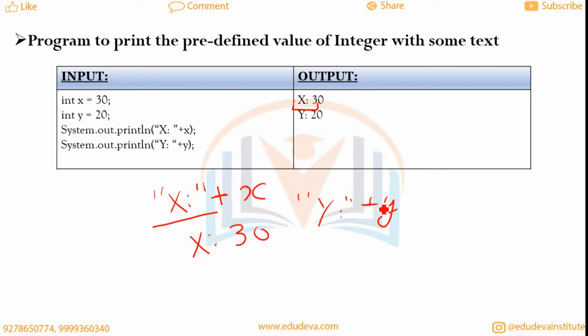In the next line we have written system.out.println and y colon under inverted commas plus y. So it will just print y colon in the output, and after that it will take the value of variable y, which is 20, and print y colon 20 in the given output.